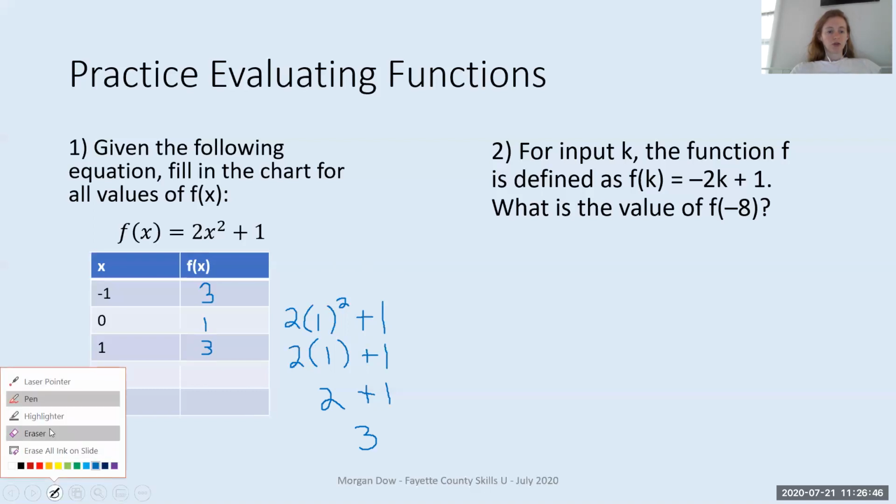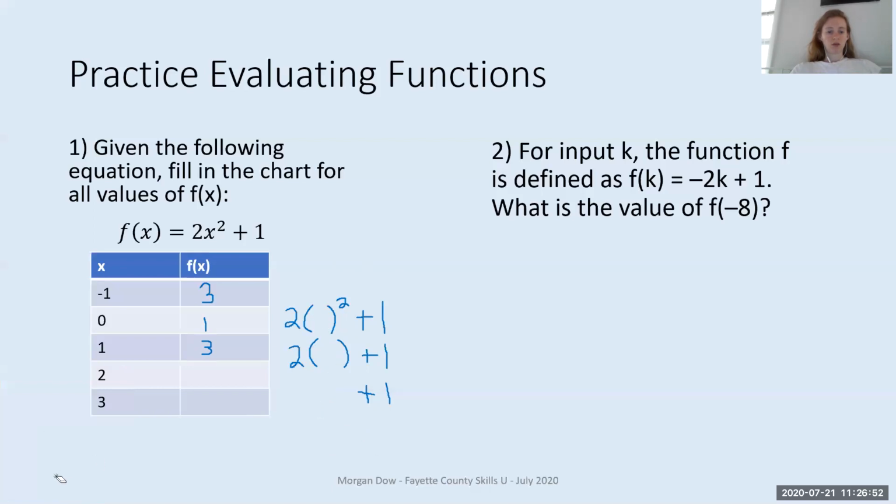Okay, next on our list is 2. So I'm going to replace now that x with 2. 2 squared, or 2 to the power of 2, means 2 times 2, which is 4. So we have 2 times 4, which is 8. 8 plus 1 is 9. So when our input is 2, our output is 9. And finally, we come to our last value here, our input value of 3.